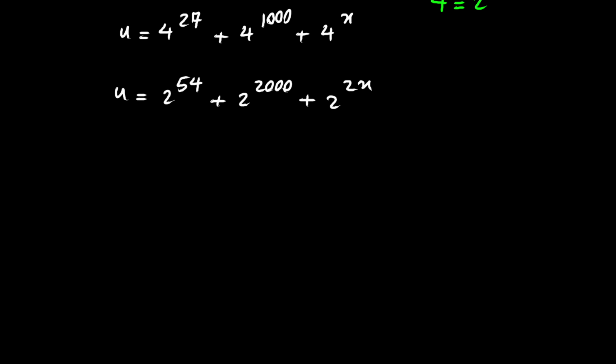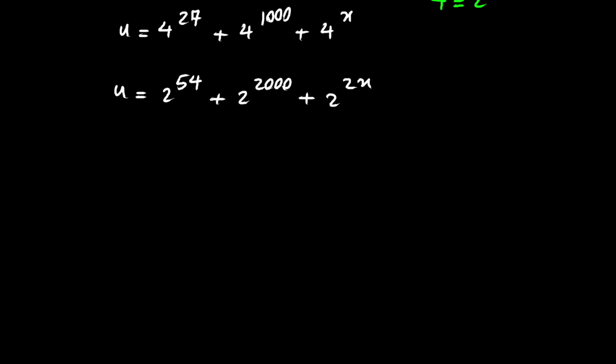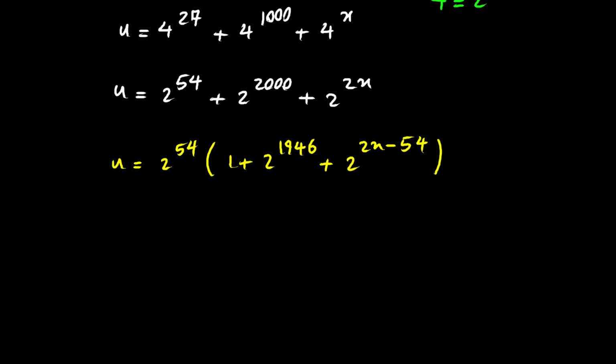Now let's go ahead and factor out 2 to the power of 54 because 2 to the power of 54 is a perfect square. So u equals 2 to the power of 54 times (1 plus 2 to the power of 1946 plus 2 to the power of 2x minus 54). Now notice that 2 to the power of 54 can be written as 2 to the power of 27 and then squared. Therefore, 2 to the power of 54 is a perfect square.